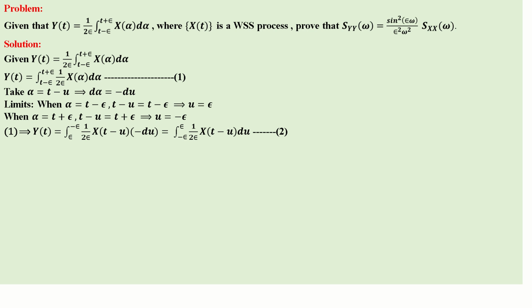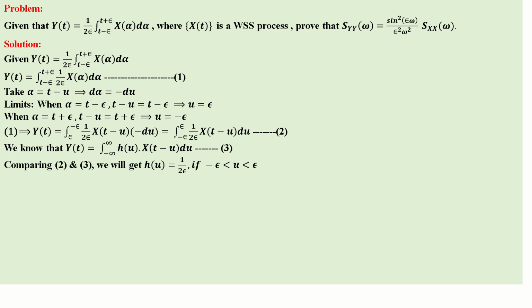We know that y(t) = ∫ from −∞ to +∞ of h(u) x(t−u) du. That is equation number 3. Comparing 2 and 3, we get h(u) = 1/(2ε) if u lies between −ε and +ε, because the integral limit is −ε to +ε. Therefore h(u) = 1/(2ε) if u lies between −ε and +ε, 0 otherwise. That is equation number 4.